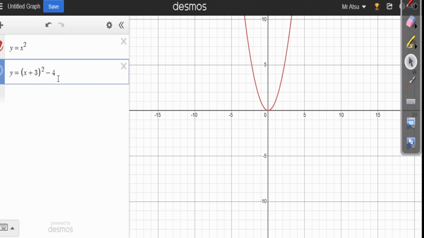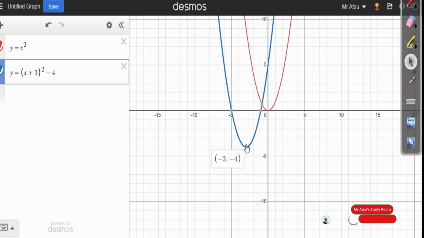Let's check that from the graph and see. So this combines both horizontal and vertical shift together. And there you are, we have a blue graph here. This is the vertex of the parent function. You see that it has shifted to the left 1, 2, 3, and then down 4 units, 1, 2, 3, 4. So that is how you tell that this is the transformation of this graph.